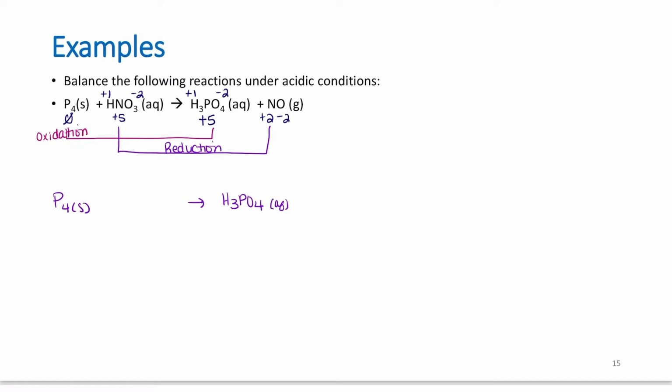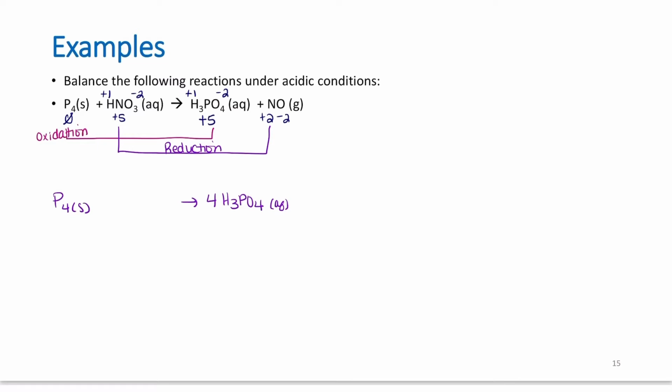I need to balance out all atoms except oxygen and hydrogen. I have 4 phosphorus on my reactant side. I need 4 phosphorus on my product side. So I'm going to go ahead and put a 4 in front of there. Now that I've balanced everything except hydrogen and oxygen, I need to balance my oxygens.